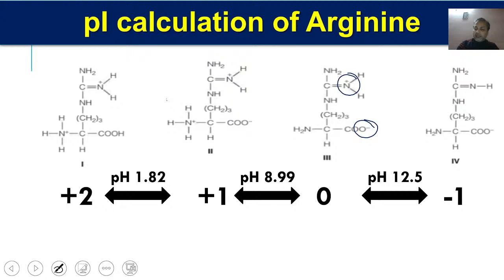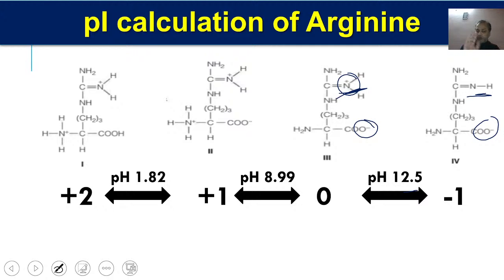Now we have taken it again at a higher pH, at 12.5. So again this group will dissociate, so it will be NH2. Now it is having only 1 negative charge.